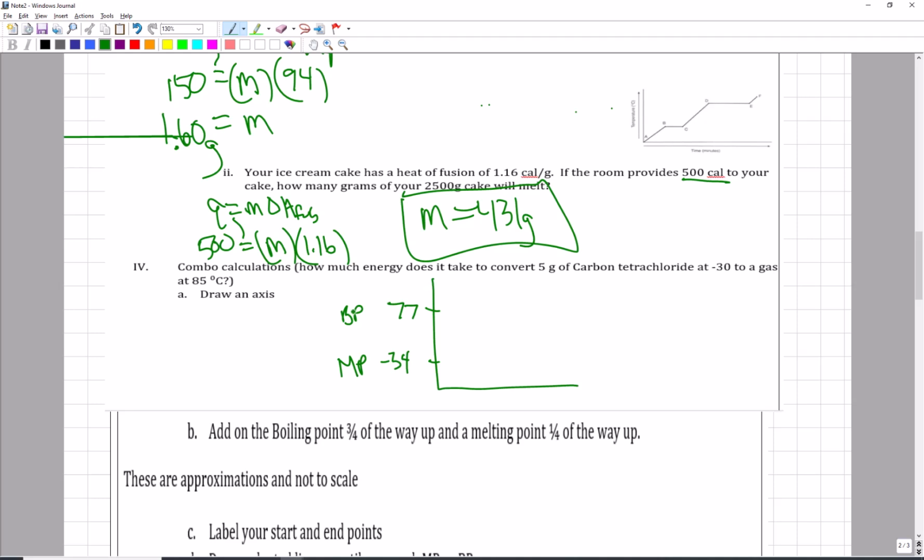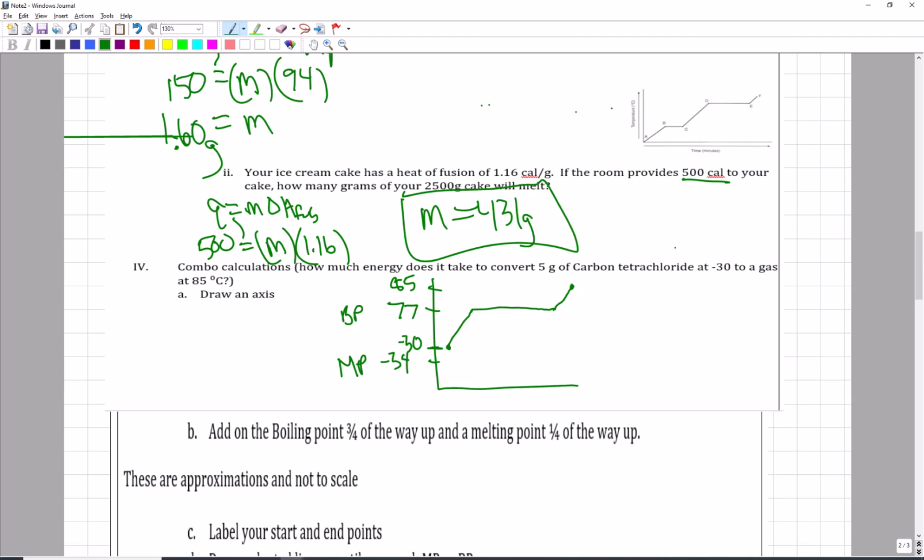Now this one says we start at minus 30, so I don't care that much about the scale, but here's minus 30, and I'm going to start right here, and I'm going to end at 85, which is above 77, and I'm going to put that over here on this side. Now, when we did the graphs before, remember when you're changing temperature, you go on a slant. But I have to boil my carbon tetrachloride and go flat there. But if I go flat at 77, I'll never reach 85. So once it's all boiled, I have to go right here.